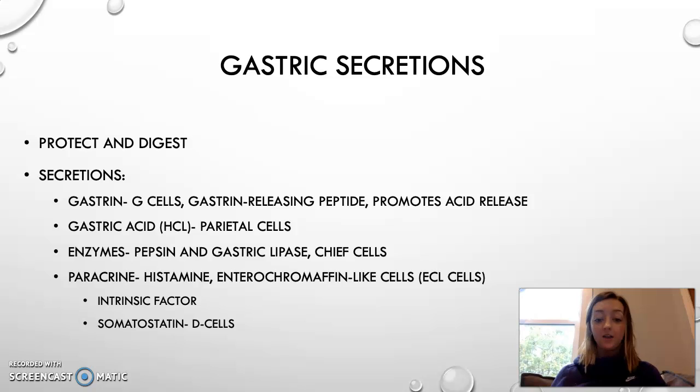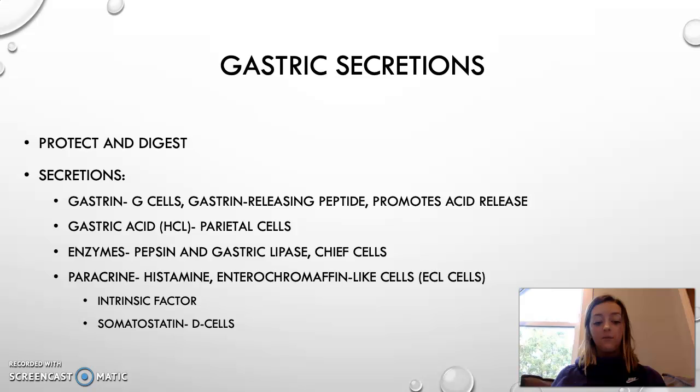So first off, we have gastrin, which is a hormone that is secreted into the blood by the G cells. It can also be released by the gastrin-releasing peptide. And gastrin is stimulated by distension in the stomach or by amino acids and peptides. And like I mentioned a few slides back, that's a huge reason why a lot of these gastric secretions are being stimulated. Its main role is to produce acid release.